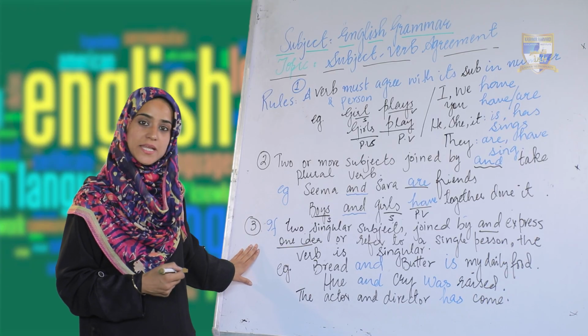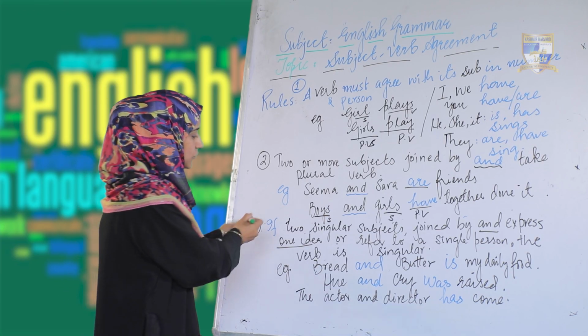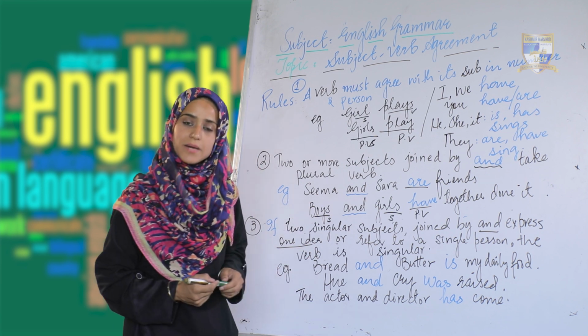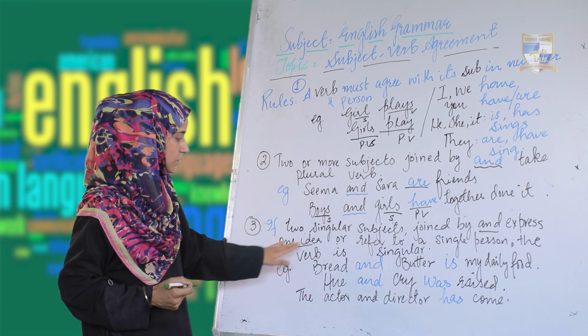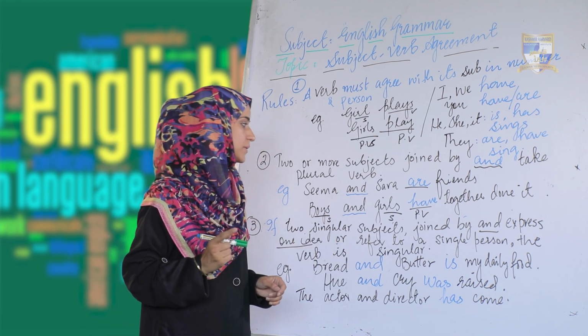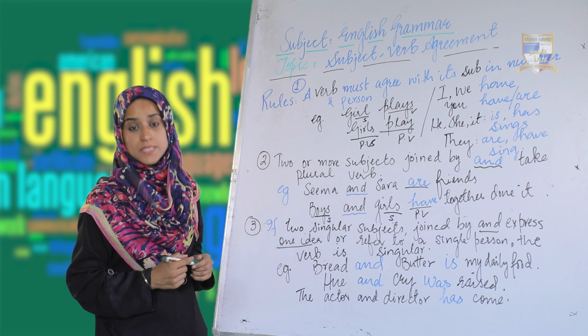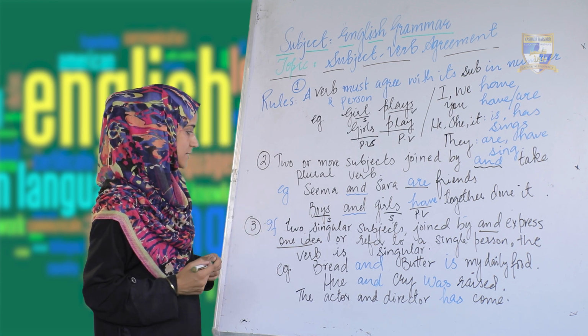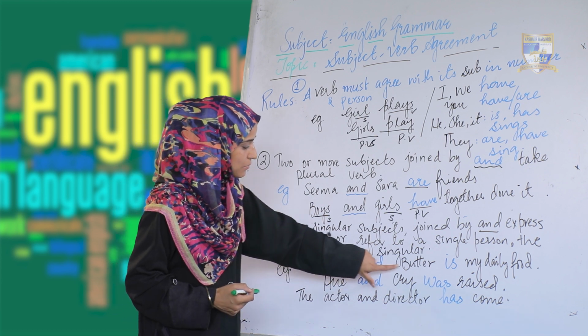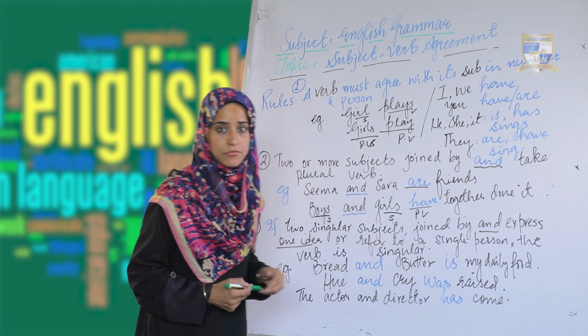Now let's move to the next rule, and it says if two singular subjects joined by and express one idea or refer to a single person, the verb is singular in form. For example, bread and butter is my daily food.